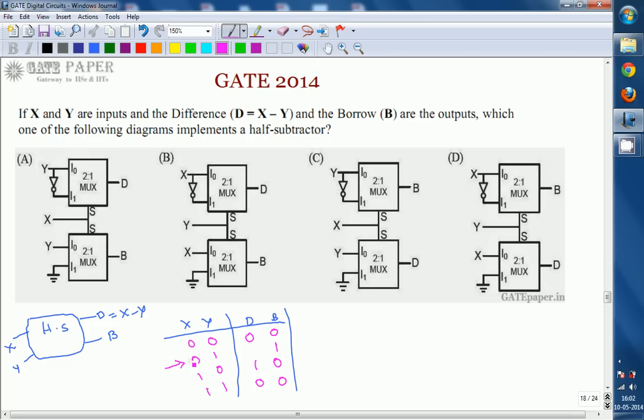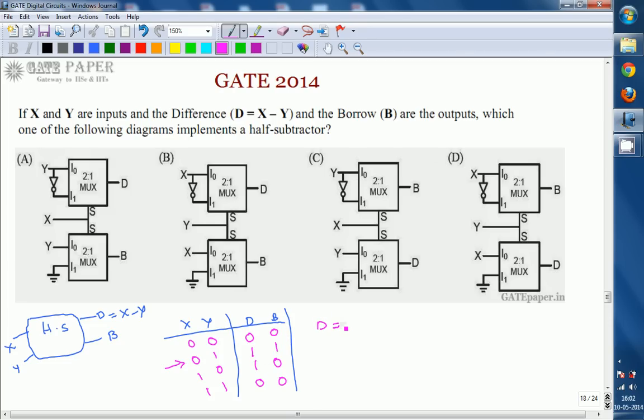Whenever you take a borrow, you take it from the higher position side. We are dealing with the binary system, so whenever it takes a borrow, it becomes 2. 2 minus 1 gives 1. So this is going to be the case.